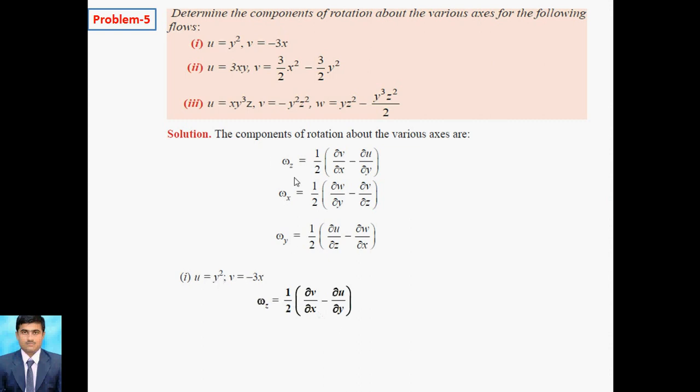So this is the rotational component. If you take dou v by dou x, that means minus 3, and dou u by dou y is 2y. So that's minus 3 minus 2y, which means it is not equal to 0. That means the flow is rotational, because that value is equal to minus half of (3 minus 2y).